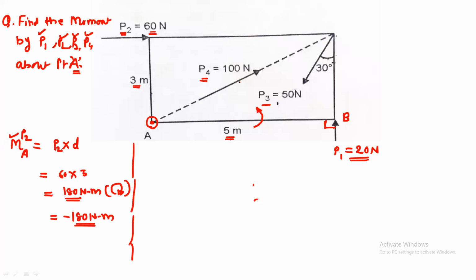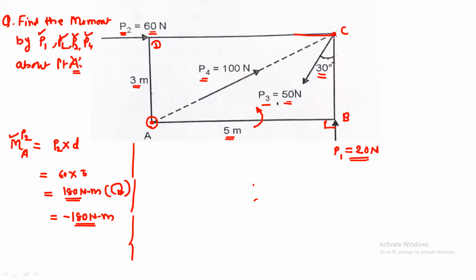Now consider the force P3. Force P3 is acting at some angle, 30 degree with respect to vertical line. So suppose this point is C. For P3, the perpendicular distance is not directly available with respect to point A. Okay. So in such case, we can resolve the force in X and Y direction, and then we can take the moment by X component and the Y component. So resolve the force at point C. So we can show the components like this.